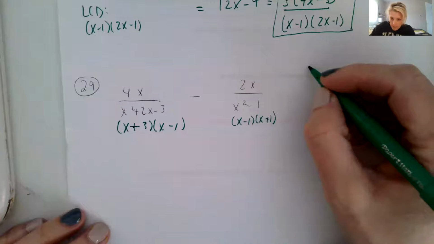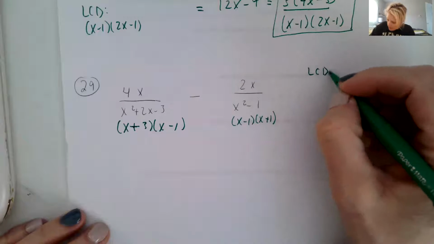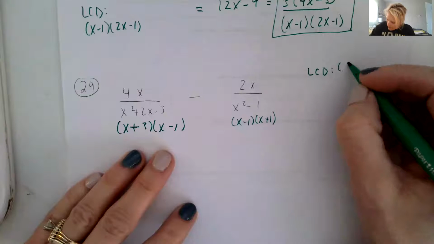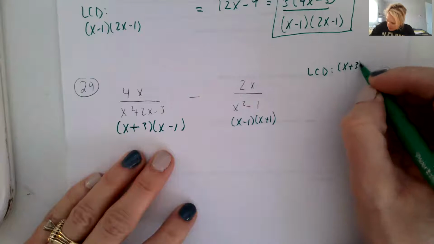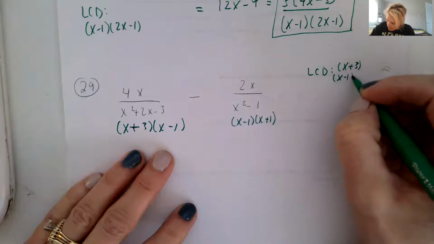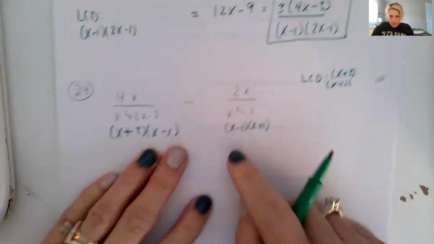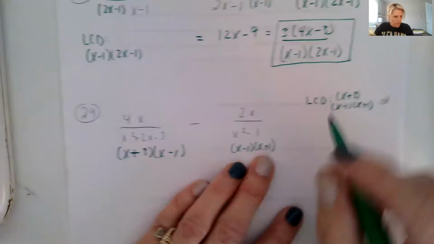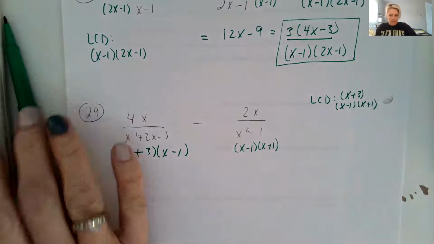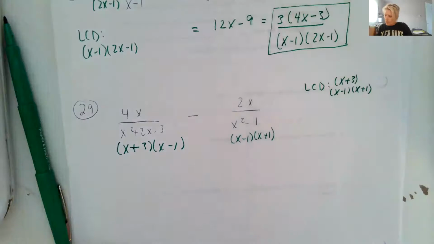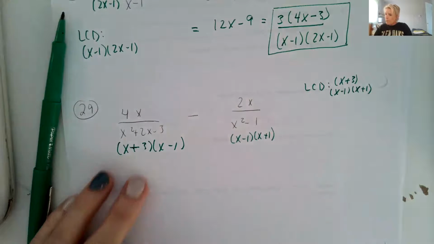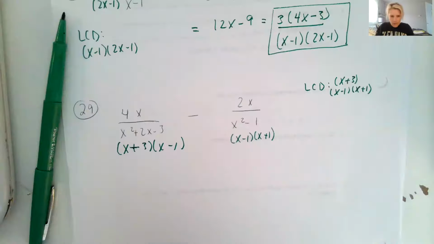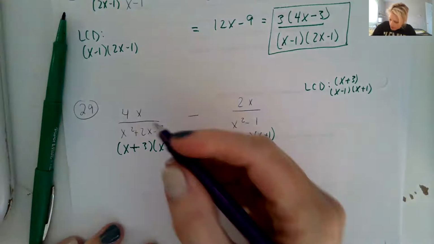So my LCD, I'm just going to write it up here on the top right, is going to be x plus 3, x minus 1. They share an x minus 1, so we only need to include it once, and then an x plus 1. Okay. So the first fraction is missing just an x plus 1.